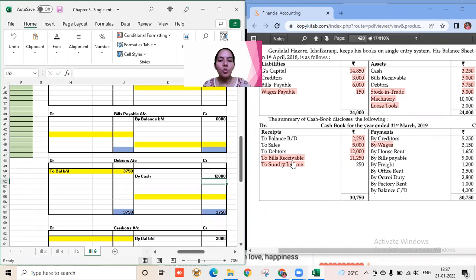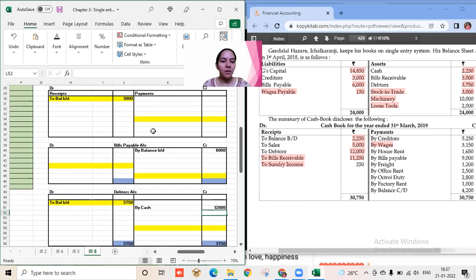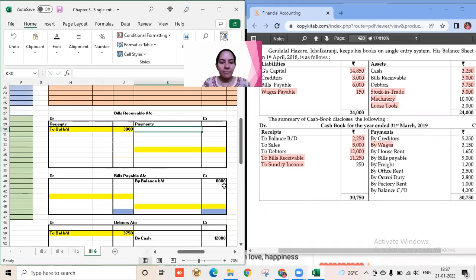Next is to bills receivable. So 11,250, to bills receivable. That means we have collected 11,250. That bills receivable, the bills became honored. So cash account debit, to bills receivable. So the cash book debit impact is given. So go to the bills receivable credit side. Put it here by cash, credit side, 11,250.